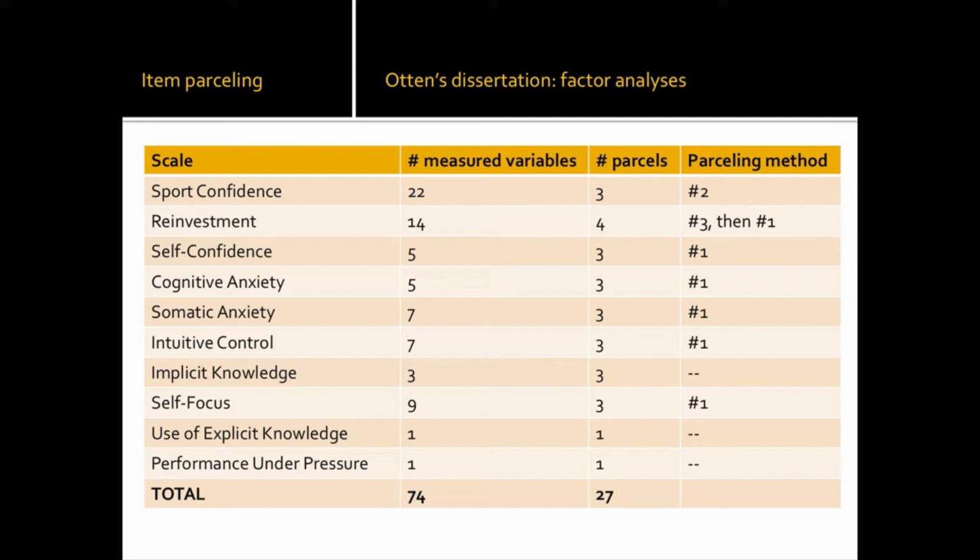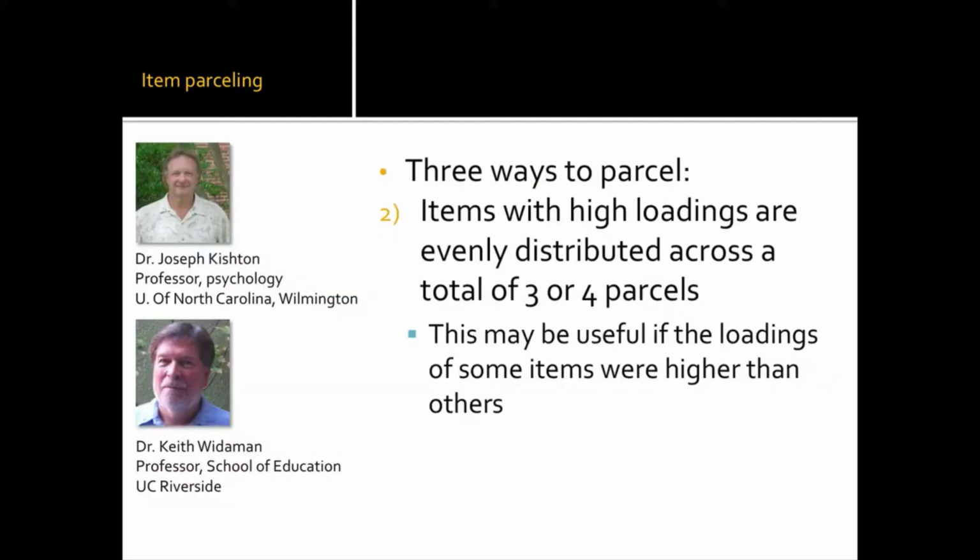and since all the loadings are pretty high, I'm just going to randomly assign. And then it says parceling method number 2. I did a little bit of double checking at the end. Number 2 was this one, to make sure that high loadings are evenly distributed across the parcels. I didn't really have to do that. I could have just stuck with random assignment, as I recall, but on Peter's recommendation, I went ahead and made sure that at least one or more items on each parcel had high factor loadings. So I did that. That was the only time I used number 2.